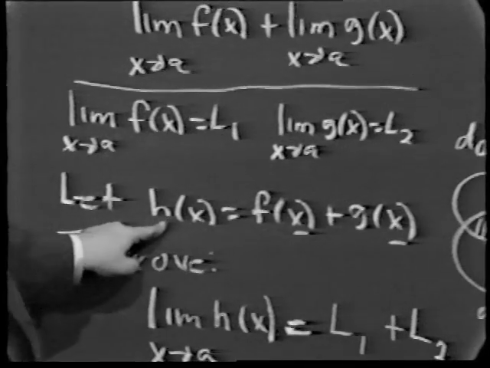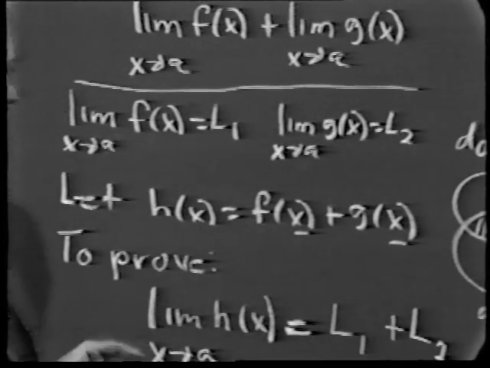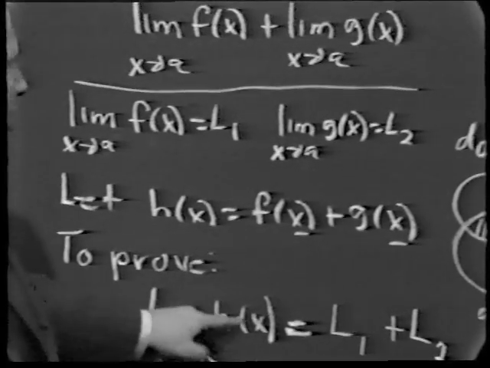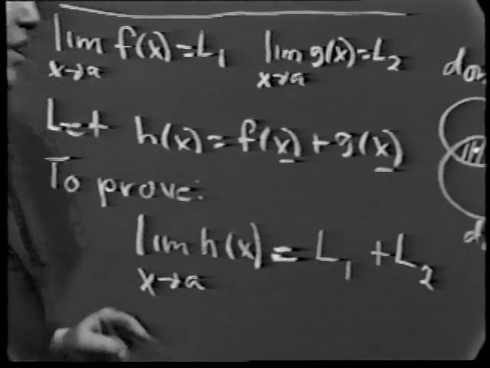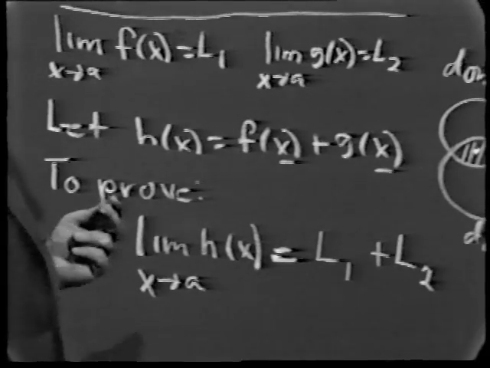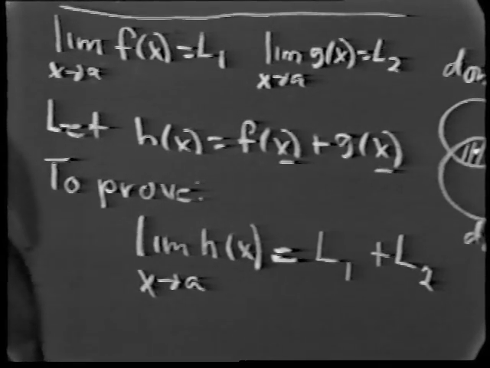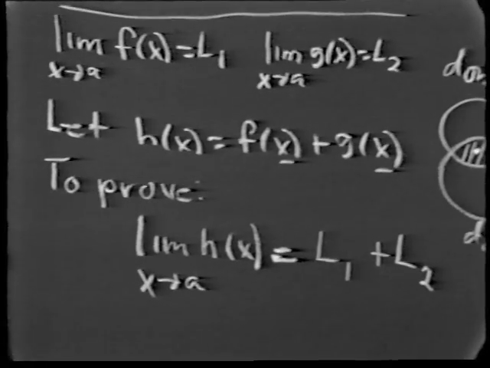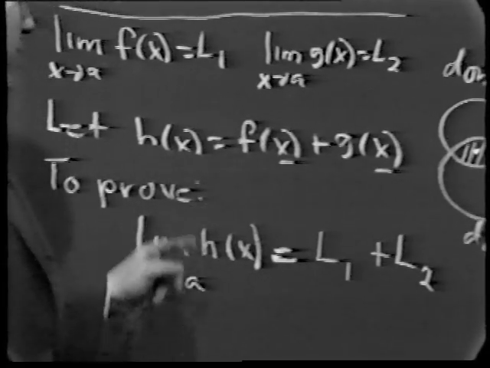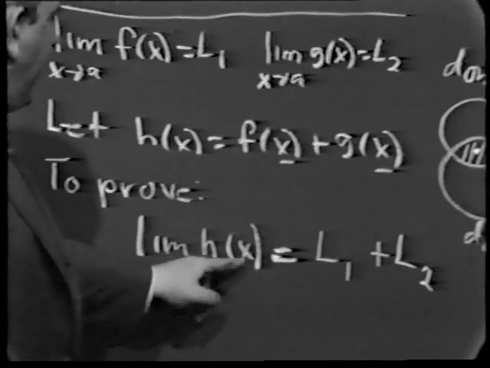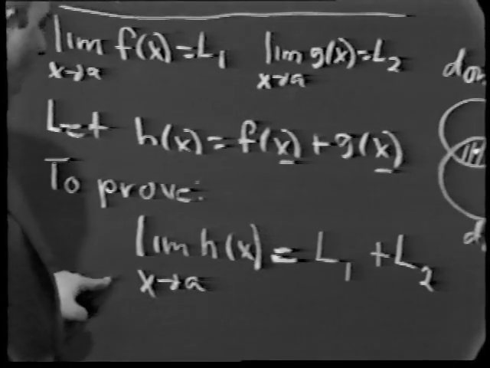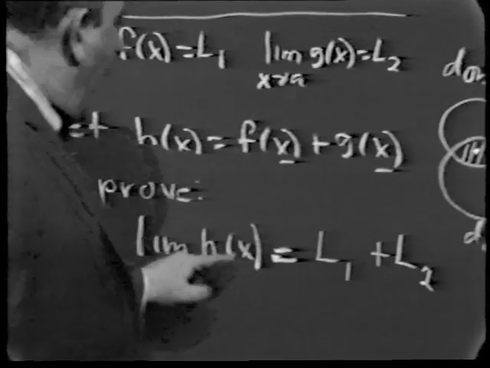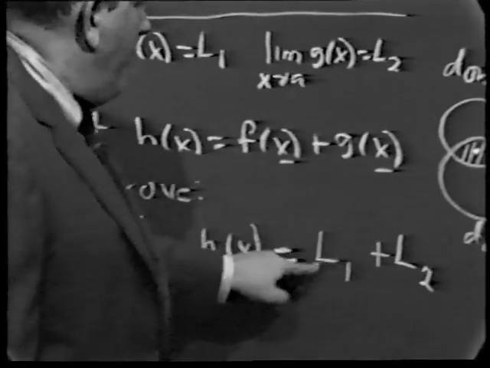If we now define h to be f plus g, what we want to prove is that the limit of h of x as x approaches a equals L1 plus L2. Now, here's the point, again. What does this mean by definition? It means that given epsilon greater than 0, we must be able to find a delta such that when x is within delta of a, but not equal to a, h of x is within epsilon of L1 plus L2.